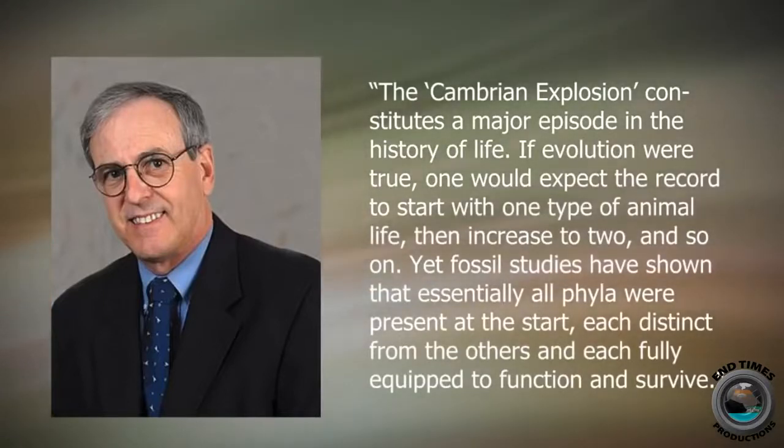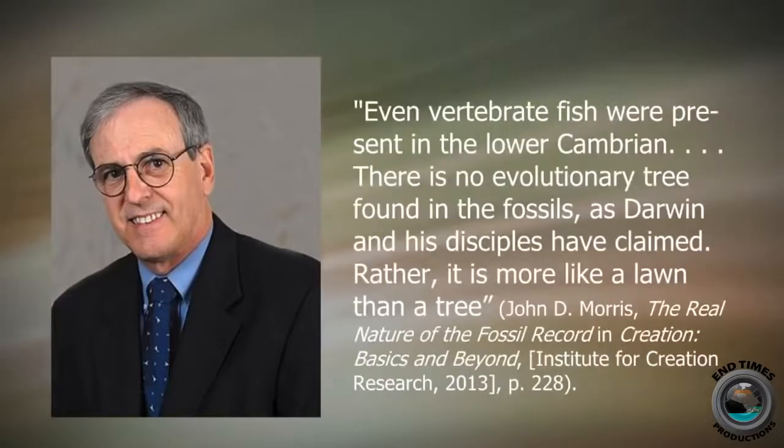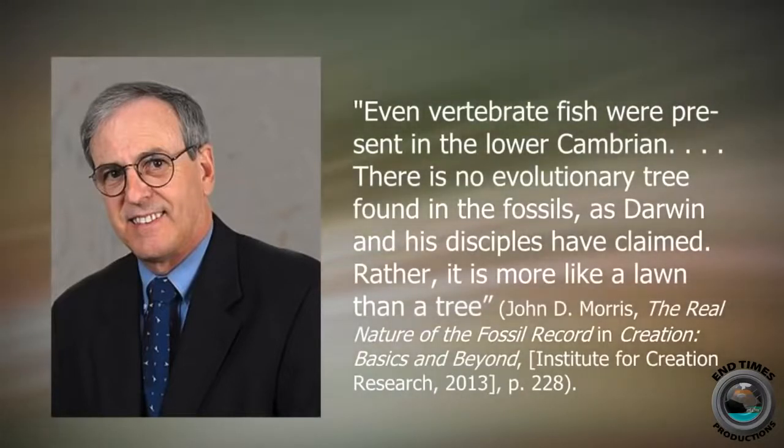If evolution were true, one would expect the record to start with one type of animal, then increase to two, and so on. Yet fossil studies have shown that essentially all phyla were present at the start, each distinct from the others, and each fully equipped to function and survive. Even vertebrate fish were present in the Lower Cambrian. There is no evolutionary tree found in the fossils, as Darwin and his disciples have claimed. Rather, it is more like a lawn than a tree.